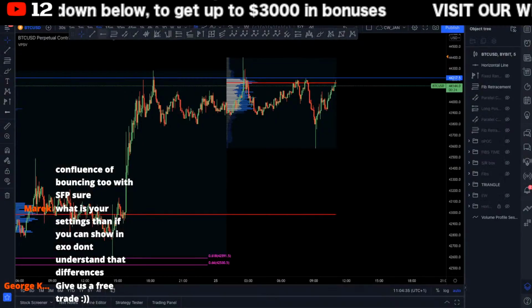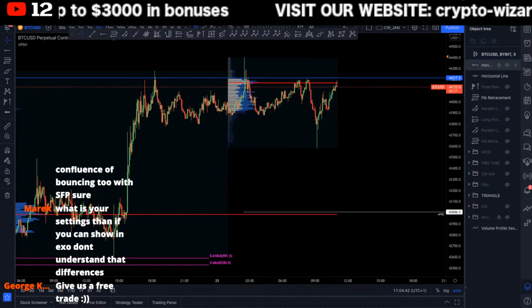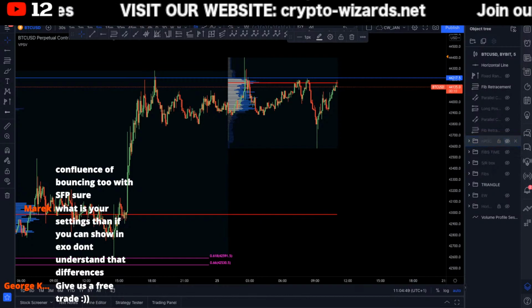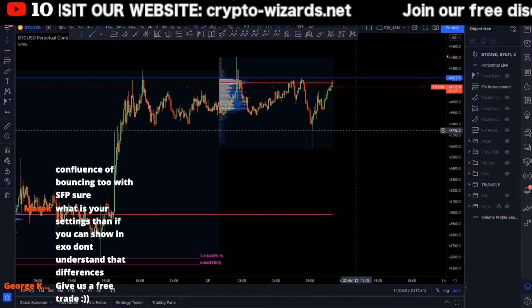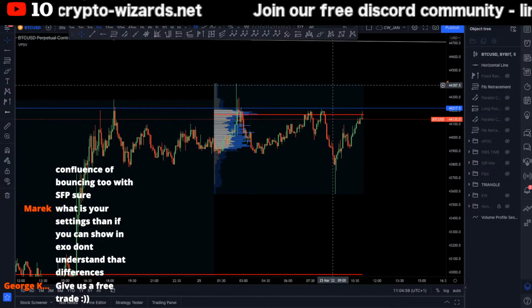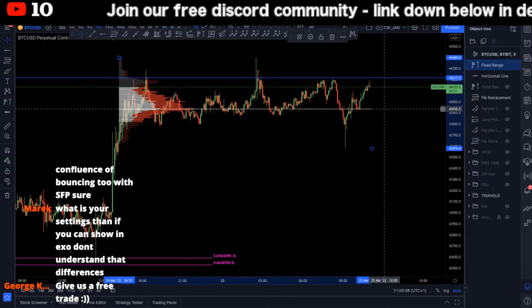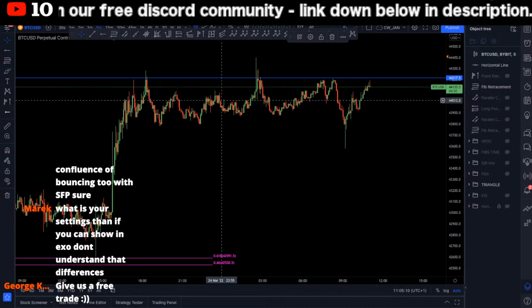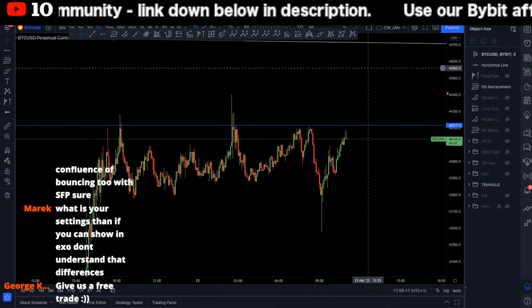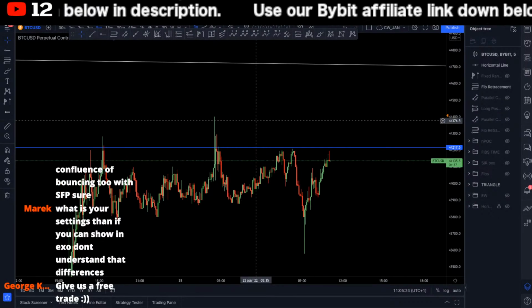Okay, 43,000 will be an important level down there. Currently we are rejecting from the daily POC, very simply, but this will still be support, not a big one though, in my opinion. Right now I wouldn't enter into a new position here. It's simply not a high probability trade in my opinion right now.